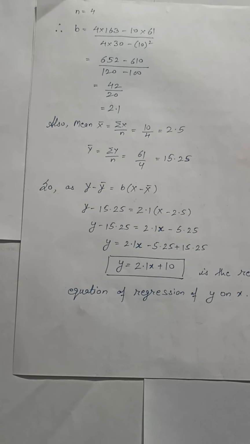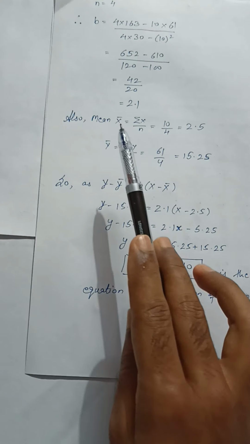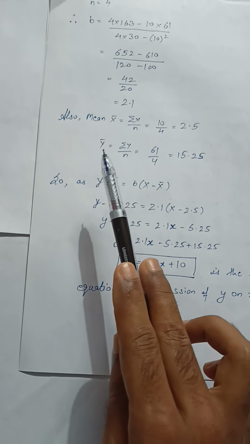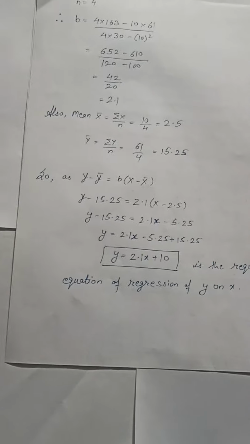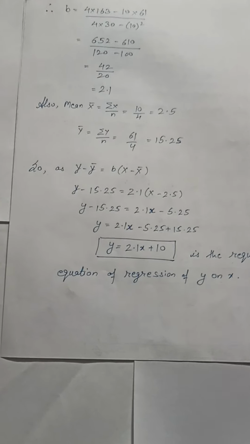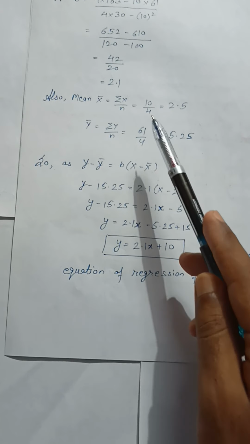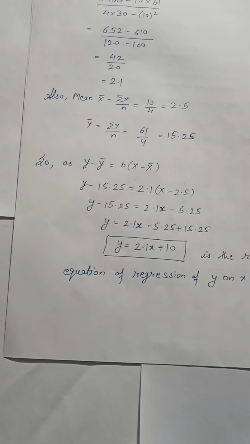Also in the regression line equation, we need the values of x bar and y bar. X bar means mean of the values of x. Y bar means mean of the values of y. So x bar is found out by summation of x upon n. So 10 by 4 gives you 2.5, and summation of y upon n, that is 61 upon 4, gives you 15.25.